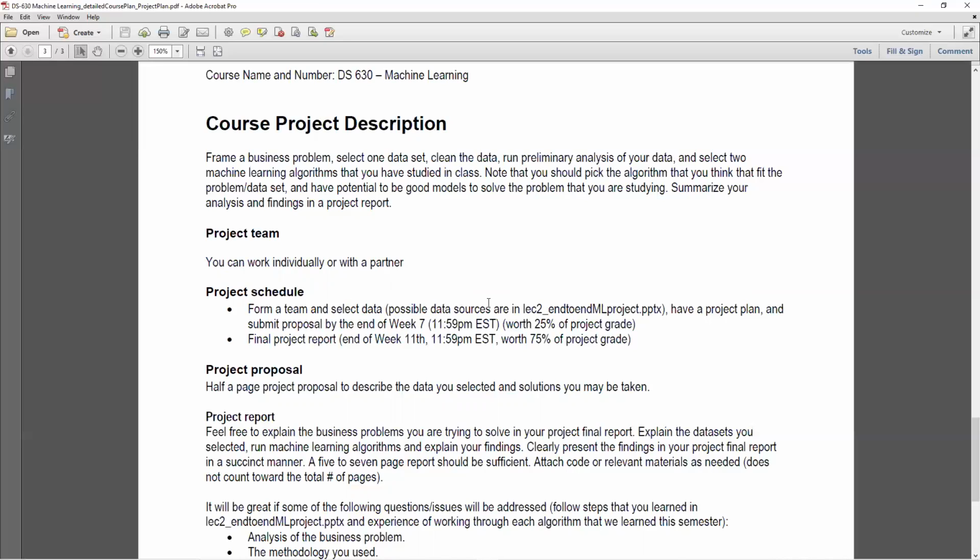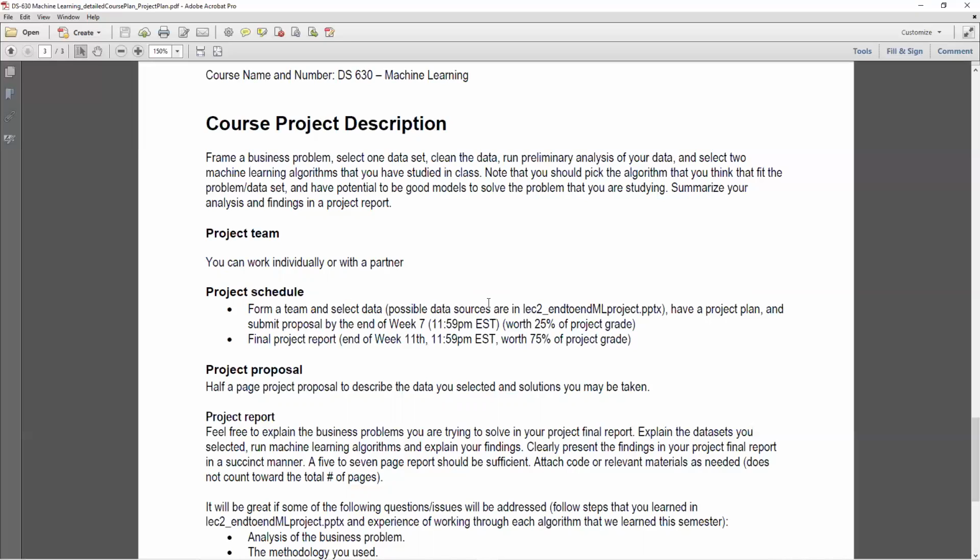Okay. The third thing I also want to mention is you run some preliminary analysis of your data, understand what's happening in the data and the relationships of the variables, and then summarize your results. And the next thing you should be doing is select two machine learning algorithms that you have studied in class so that you can apply them to the data set. Okay.